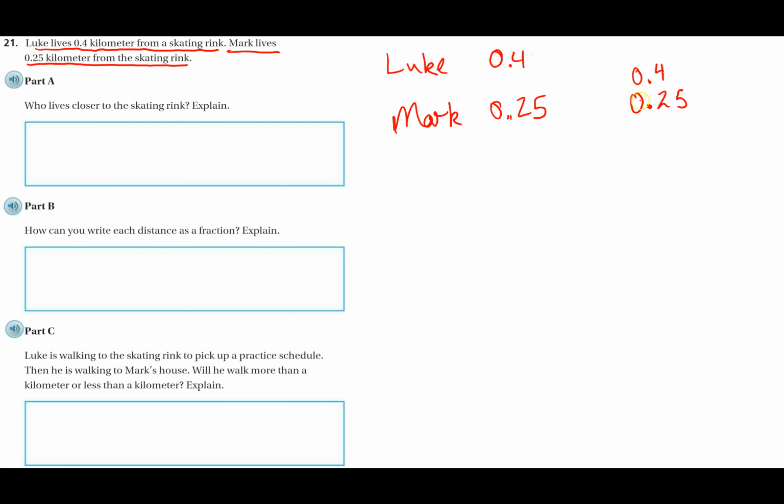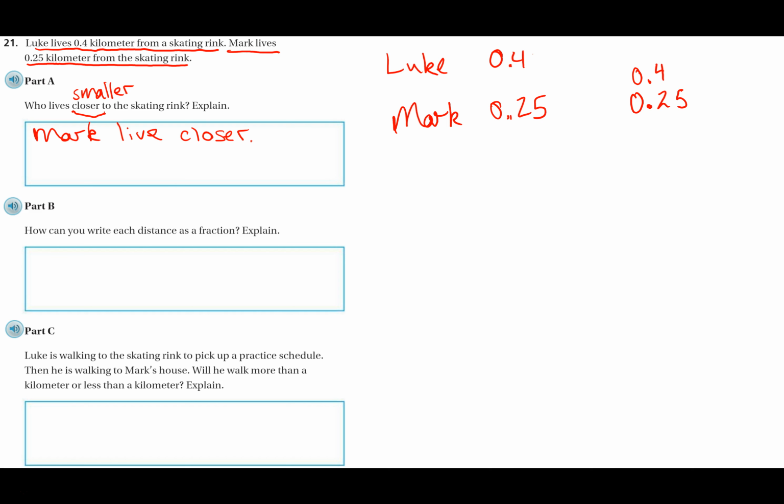Okay, so we have 0 in the ones place. Both numbers have 0 in the ones place, so we go to the tenths place. Luke has a 4 in the tenths place. Mark has a 2 in the tenths place. 2 is smaller, and in this case we said if we're closer, that means we have a smaller number or a smaller distance. So Mark is closer. So who lives closer to the skating rink? Mark lives closer.